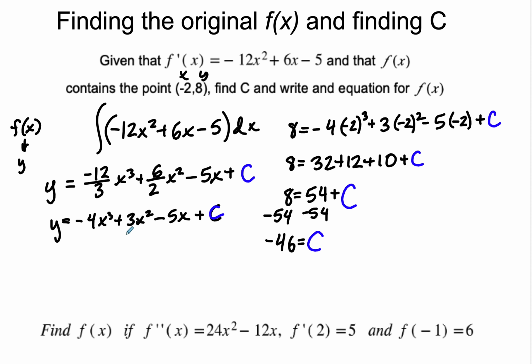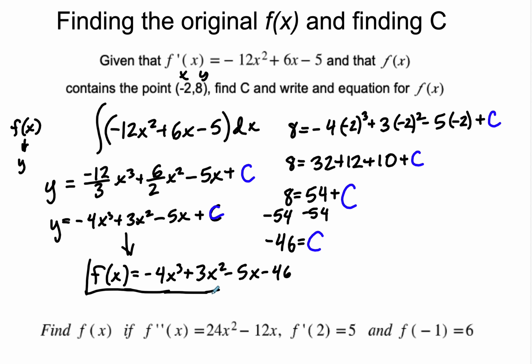Okay, so final step, right? We just take our function here, and now we're going to write it as f of x, so we can write our final answer. We have negative 4x cubed plus 3x squared minus 5x minus 46, right? It would be plus, but plus and negative is the same as just subtracting. Okay, and now we're done. We have our function, we've found c, and we've completed this problem.